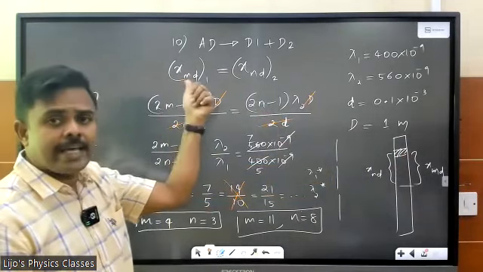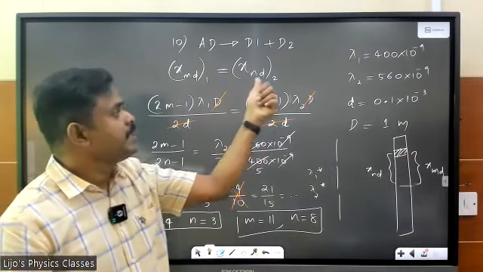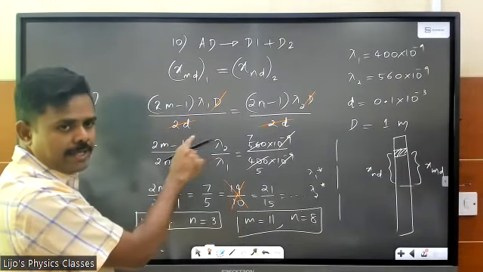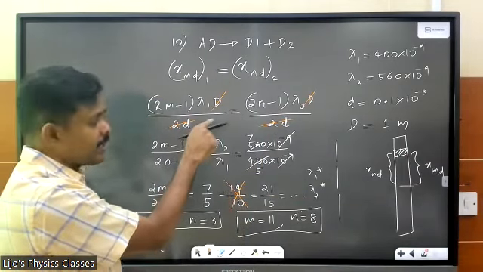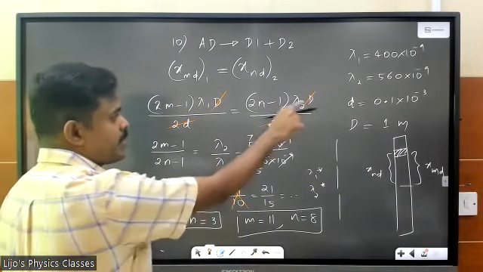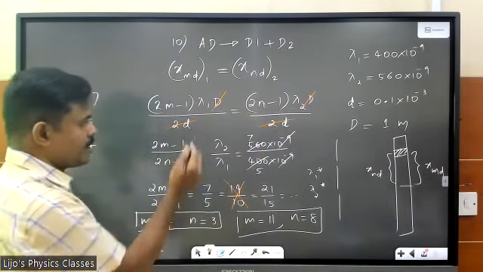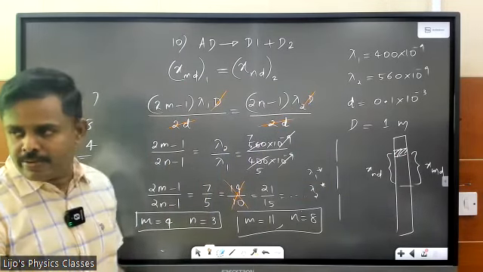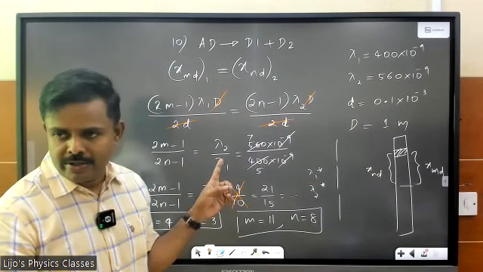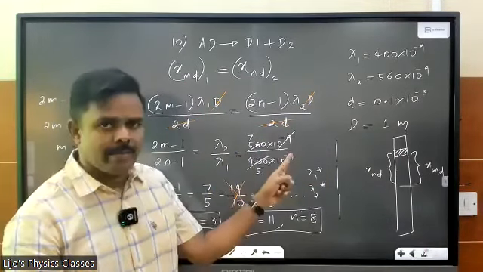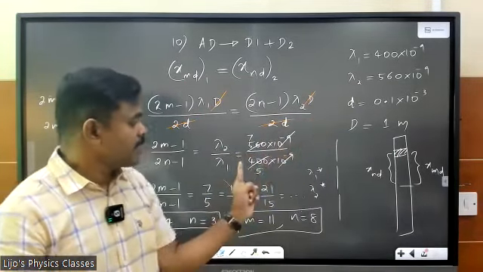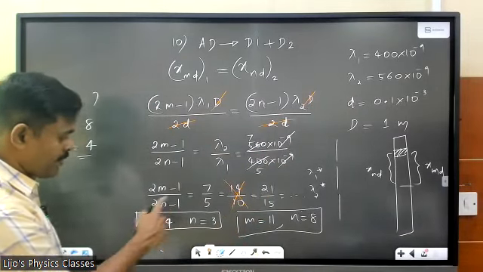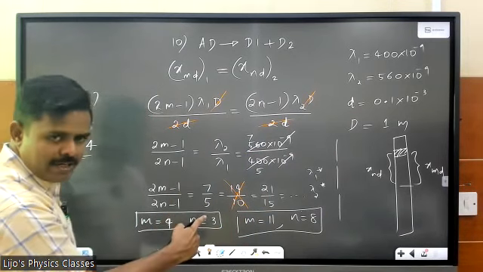So distance to the mth dark band of first light is equal to distance to the nth dark band of second light. You put 2m minus 1 into lambda 1d by 2d. This is the equation for it. We have done a couple of questions on this, right? It's equal to 2n minus 1 into lambda 2 divided by 2d. Cut 2d's out and capital D's out. You are getting 2m minus 1 by 2n minus 1 is equal to lambda 2 by lambda 1. What is lambda 2 by lambda 1? 560 into 10 power minus 9 given in the question, over 400 into 10 power minus 9, that will be 7 by 5. So 2m minus 1 by 2n minus 1 is 7 by 5.